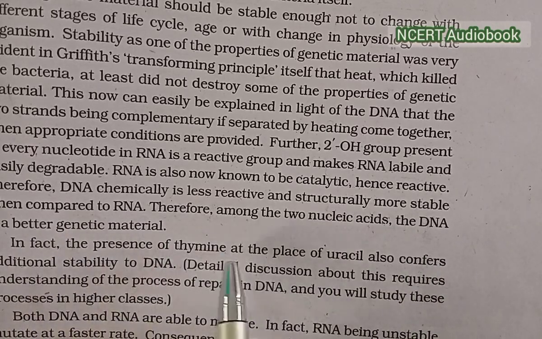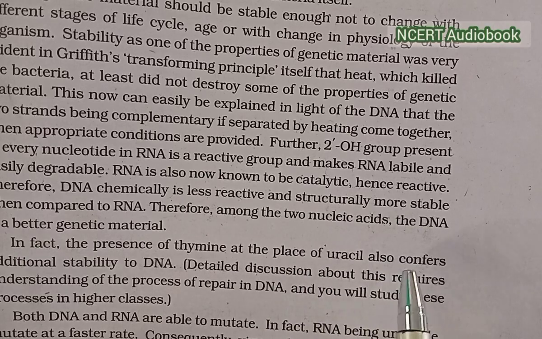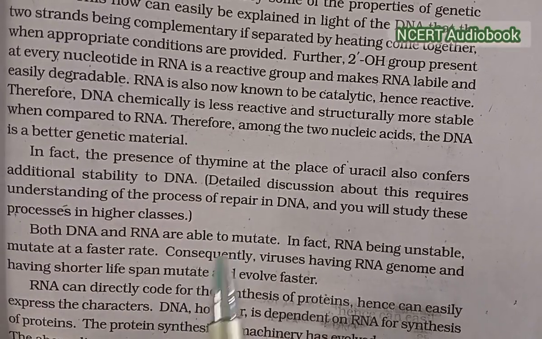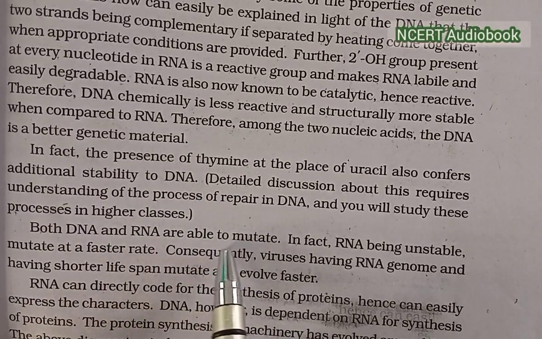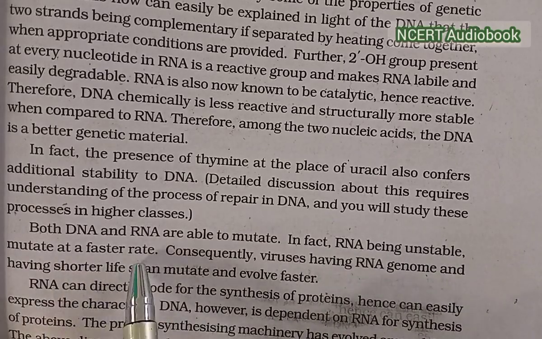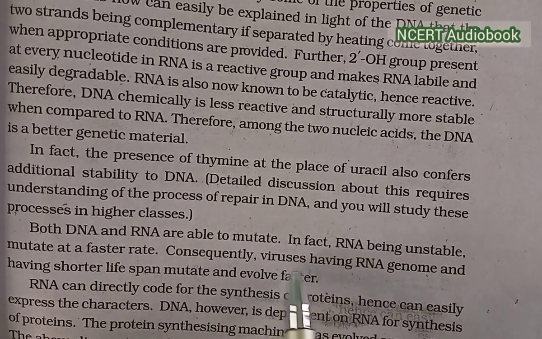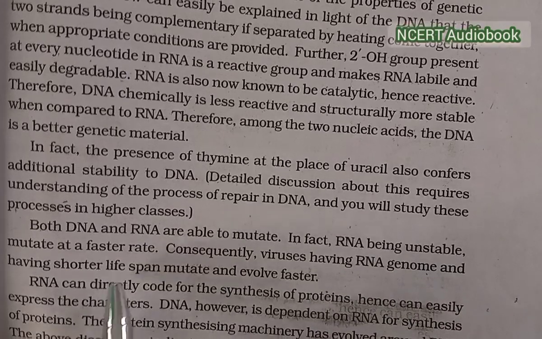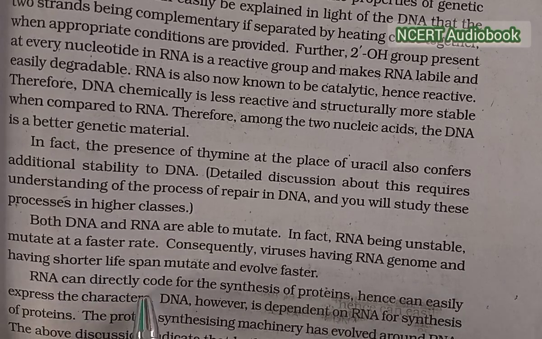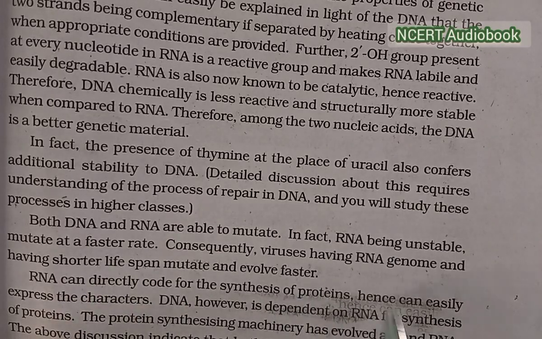In fact, the presence of thymine at the place of uracil also confers additional stability to the DNA. Both DNA and RNA are able to mutate. In fact, RNA, being unstable, mutates at a faster rate. Consequently, viruses having RNA genome and having shorter life span mutate and evolve faster. RNA can directly code for the synthesis of protein, hence can easily express the characters. DNA, however, is dependent on RNA for synthesis of protein.